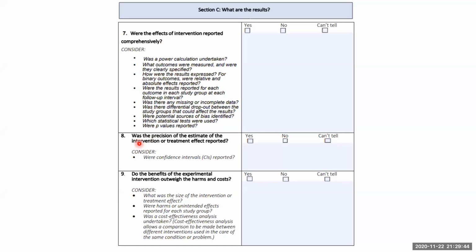Also, the second part was the precision of the estimate of intervention or treatment effect reported, meaning the confidence interval, which is the precision of the result. Do the benefits of experimental intervention outweigh the harm and cost? This is an extra question about whether there is a cost and effectiveness analysis for the results, or if there is harm or unintended effect reported for each study group.